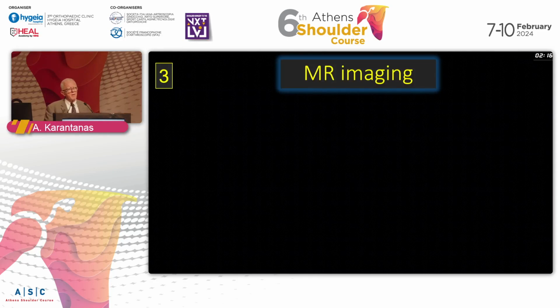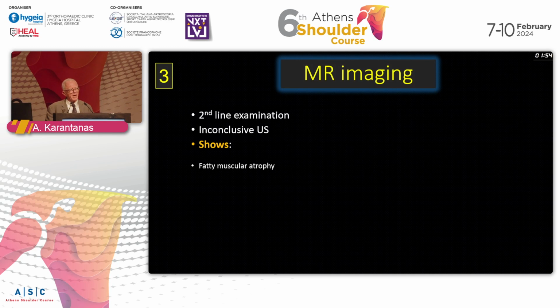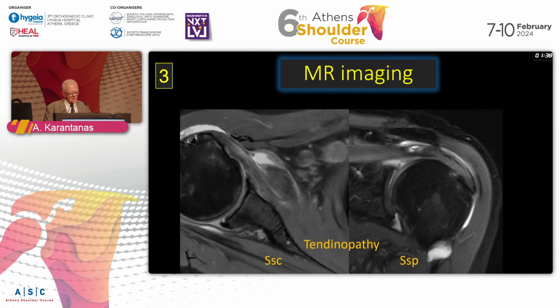A few words now about MR imaging. MR imaging is expensive. The availability is not as good as with ultrasound. It's a second-line examination, therefore, it is used where we do not have a conclusive ultrasound with or without clinical assessment. What MRI can show is fatty muscular atrophy. This is very important to orthopedic surgeons in preoperative planning. We may assess the intra-articular structures, which is difficult with ultrasound, the bone marrow, which is impossible with ultrasound, and also we can assess adhesive capsulitis.